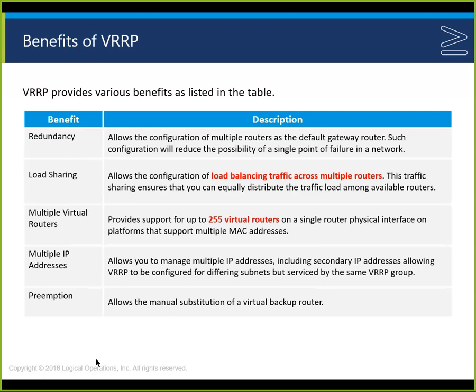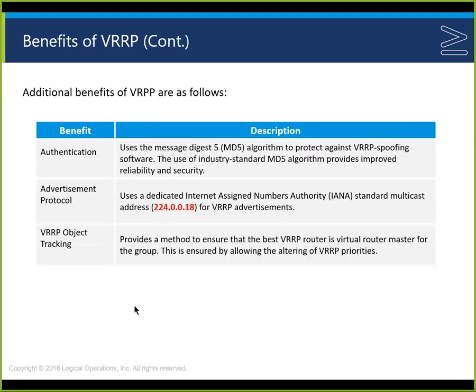For multiple IP addresses, manage multiple IP addresses including secondary addresses. It allows VRRP to be configured on differing subnets but serviced by the same VRRP group. We have multiple addresses, secondary addresses, multiple addresses on a single interface. Preemption, manual substitution of the virtual router. Preemption is enabled by default on VRRP.